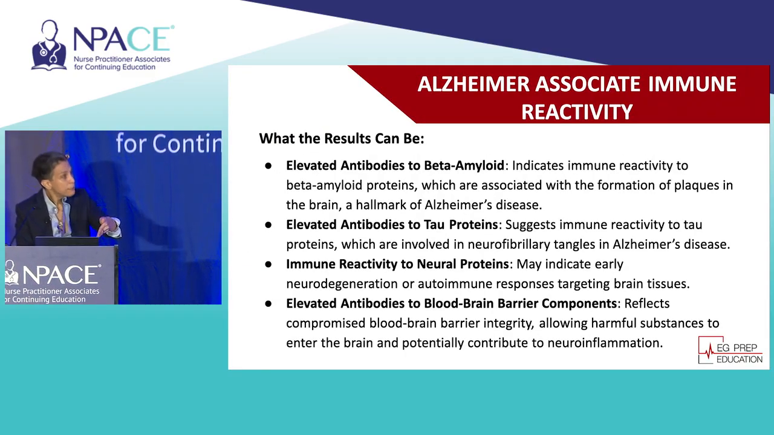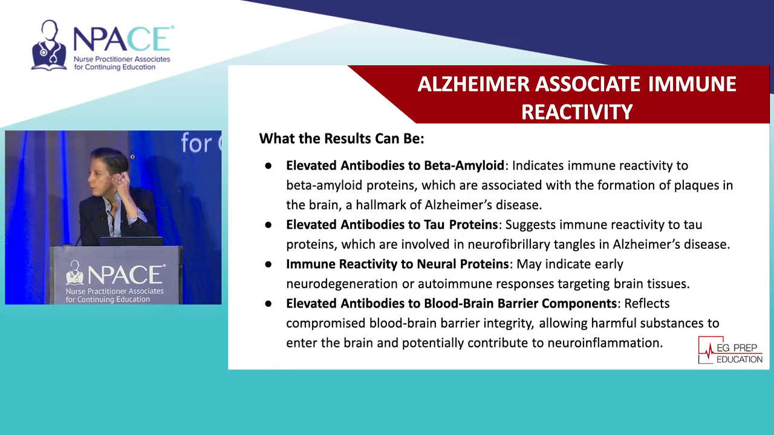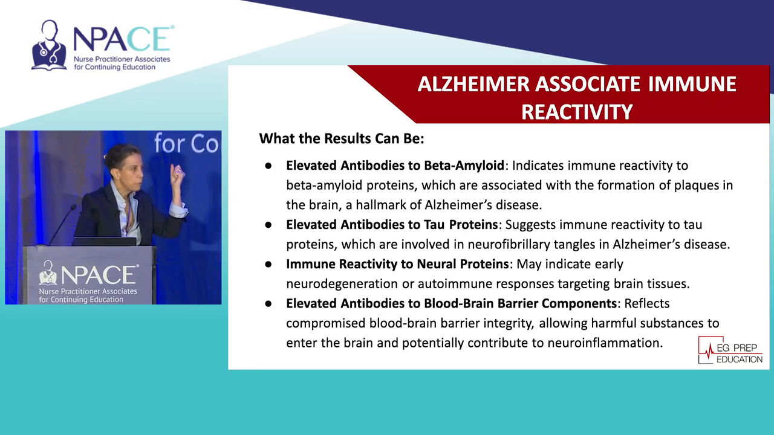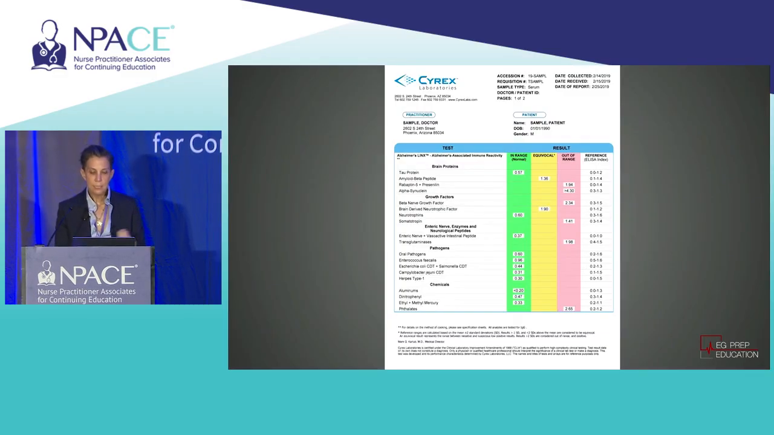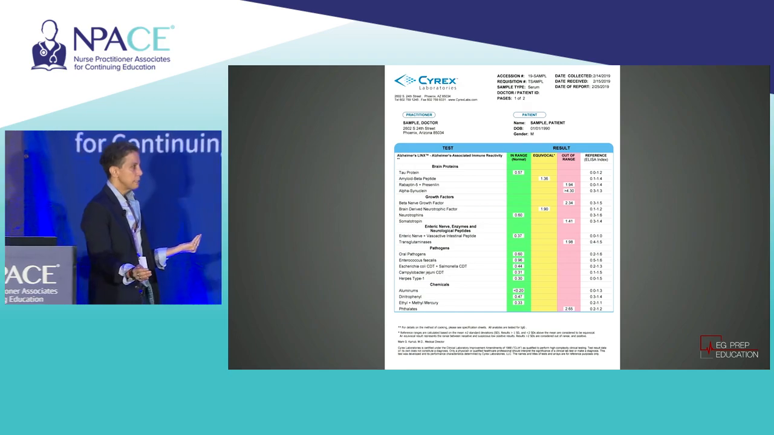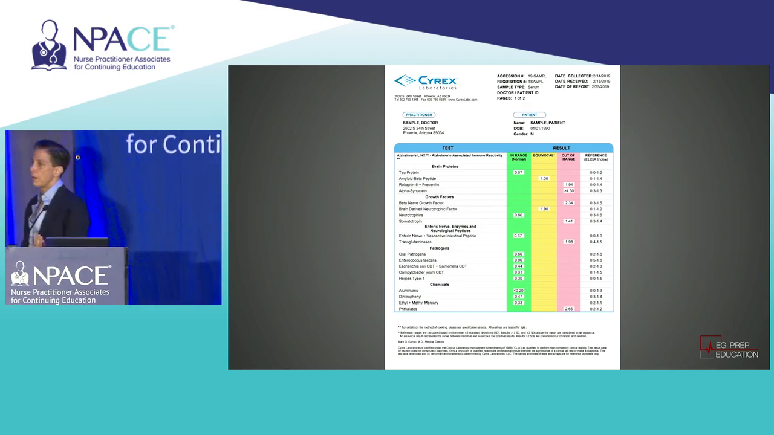So this particular test looks for elevated antibodies to beta amyloid, which, if you remember anything about Alzheimer's, that's the tangles and the plaques in the brain. Elevated antibodies to tau, reactivity to neural proteins. And it looks like this. It's a blood test. And I could see if brain fog is really meaningful for mom.